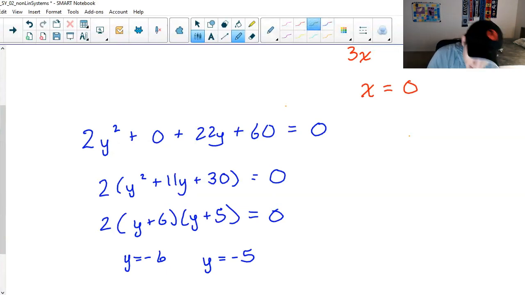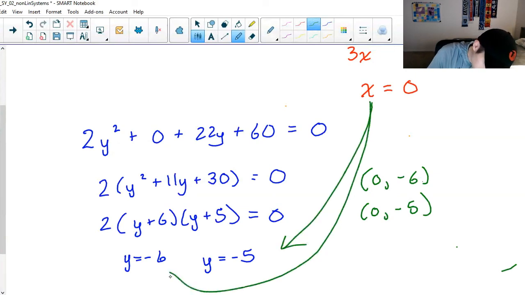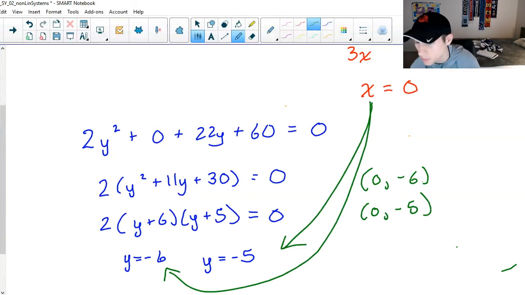So when I plug in 0 for x, I actually get two different y values. So one of my solutions is I plug in 0, I'd get negative 6, but also if I plug in 0, we get negative 5. Right? This one single x value gave me two different y values when I plugged them in. So that's why the 0 is there for both.